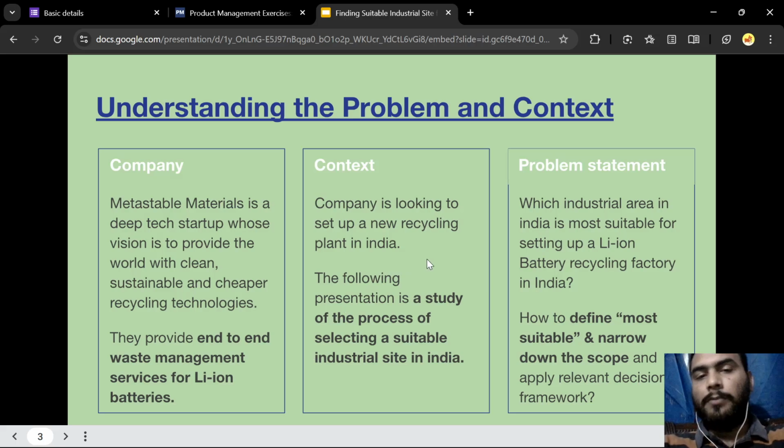So they are looking to set up a recycling plant or an industrial estate in India. So we had to define the most suitable place for this.